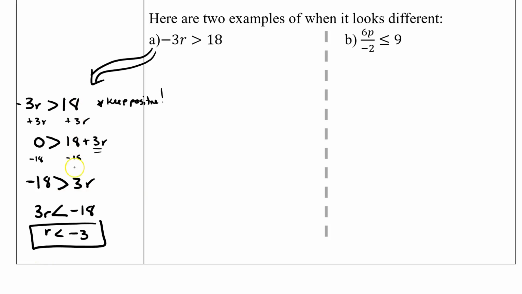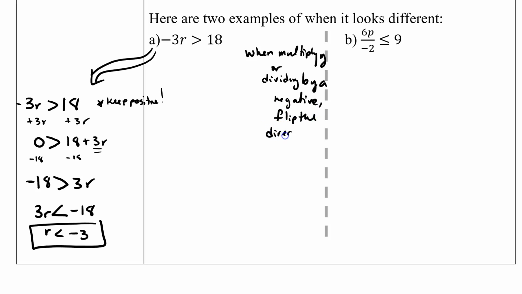So when we use addition and subtraction to keep the variable coefficient positive, that takes a lot of steps. Here's something that we can do: when multiplying or dividing by a negative, flip the direction of the sign.